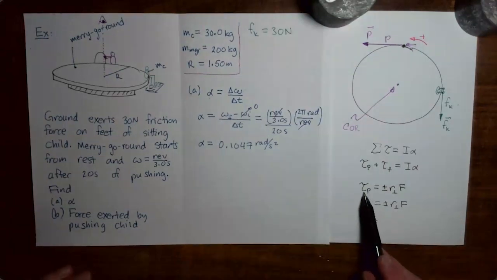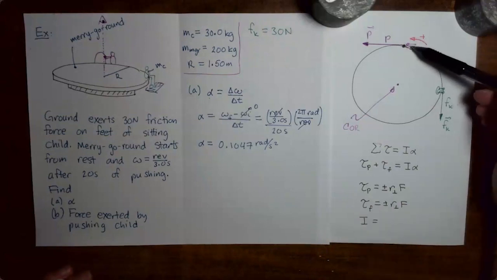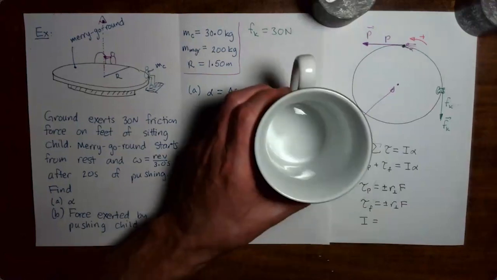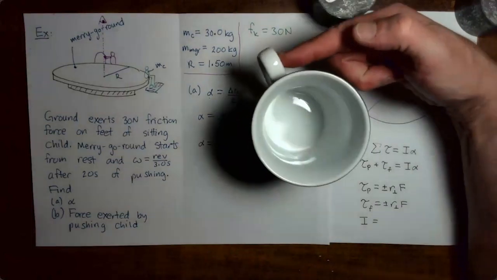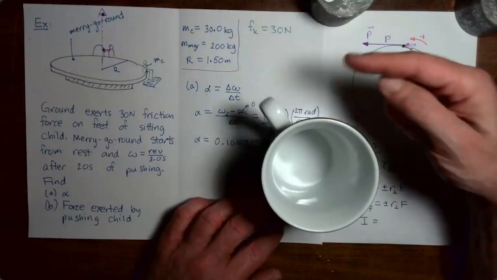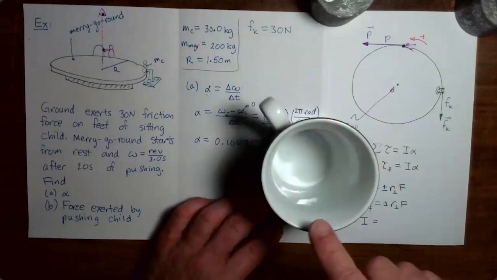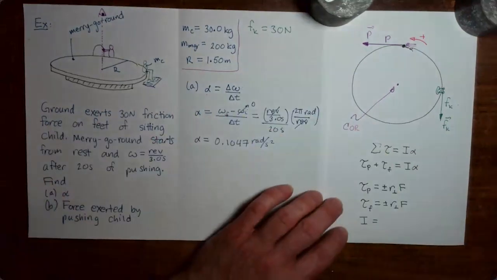Let's work on the torque from the push first. Now, first of all, that push, is that delivering a clockwise torque or a counterclockwise torque? So let's say that this is the merry-go-round, and the push is going to come and act here. You can see that the effect of that push all by itself will be to make the merry-go-round rotate counterclockwise. So that would be a positive torque.